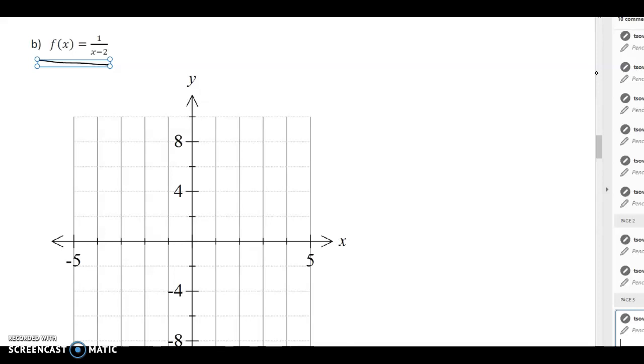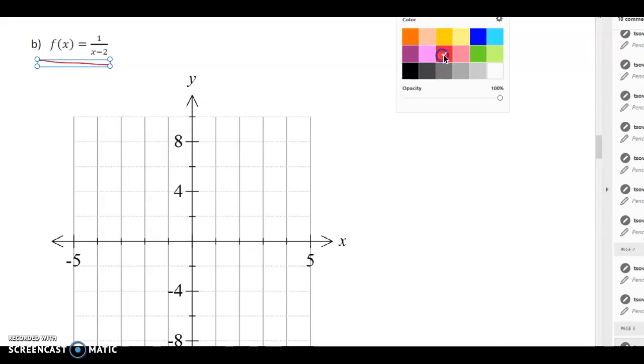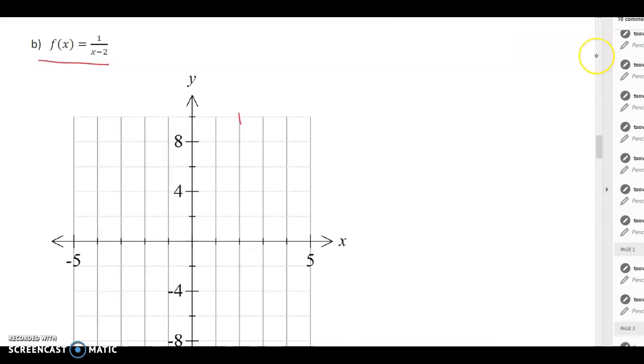So if we're going to draw that on the number plane, 2 is going to be an asymptote. So it can't go through 2. And the other asymptote is the x-axis, because y can't be 0. So with those in mind, we can then draw the graph. So it looks something like this.